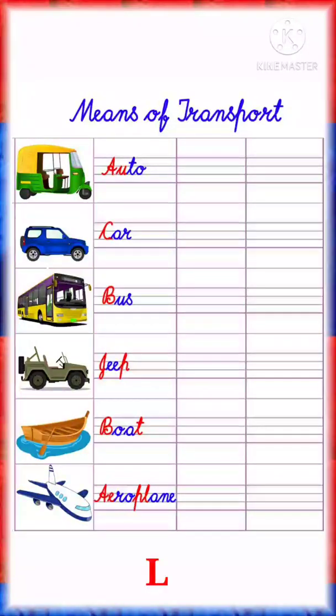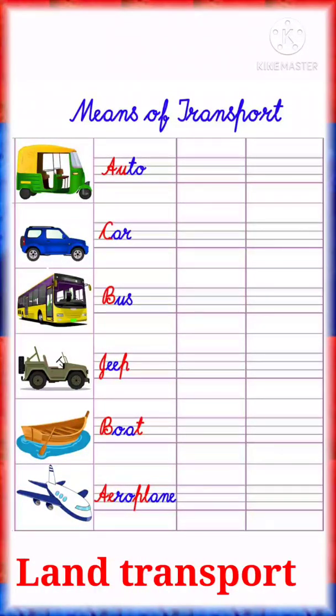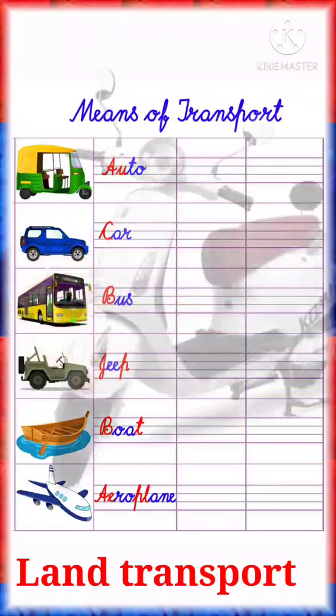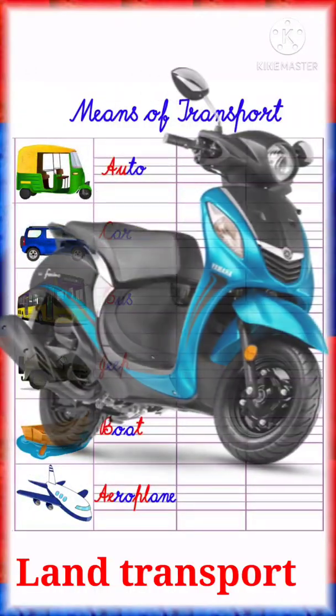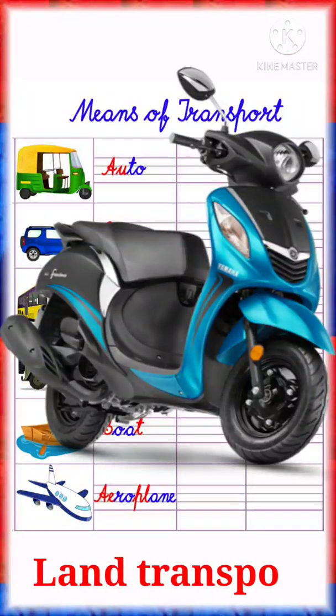First we'll see some land transport. What is land transport? People use land transport to move on land or on road. Now let's see some vehicles or means of transport which move on road or land. Children, land transport is the common means of transport which maximum people use every day. Children, auto, car, bus, jeep, train, scooter, bike, scooty runs on road. So they are called land transport.